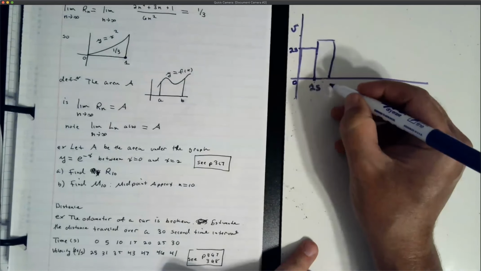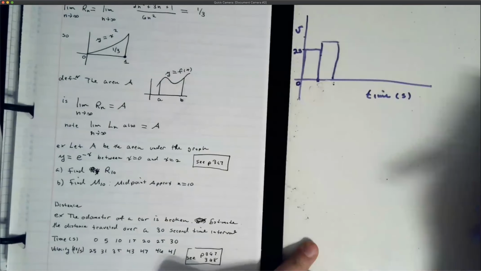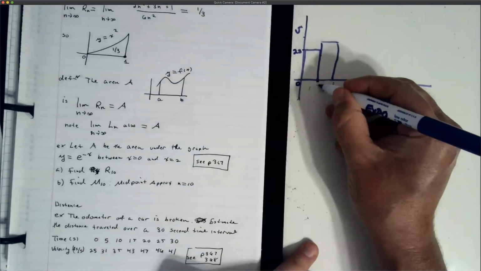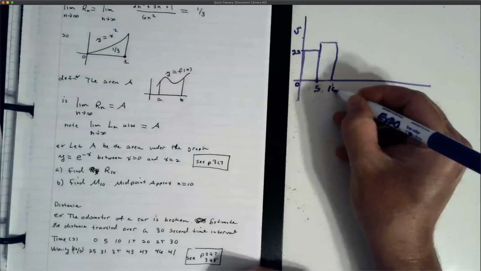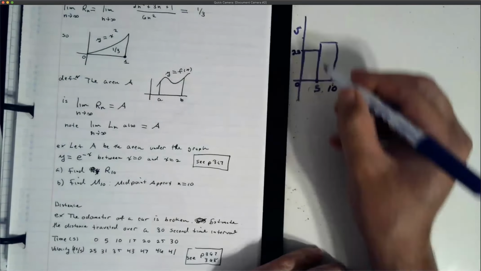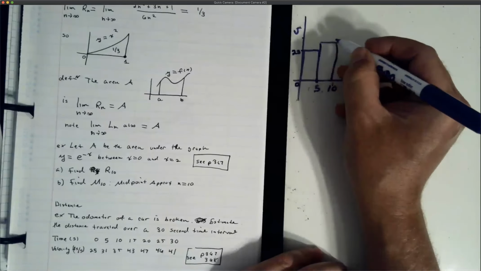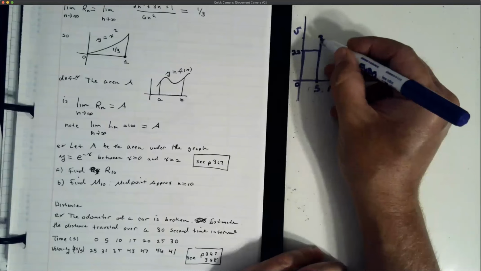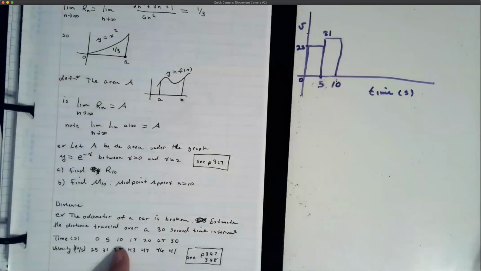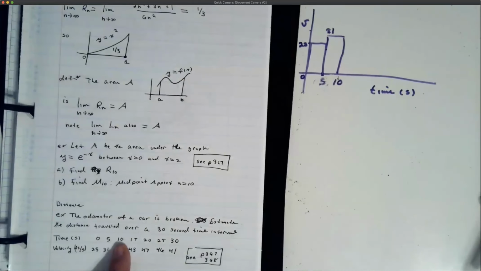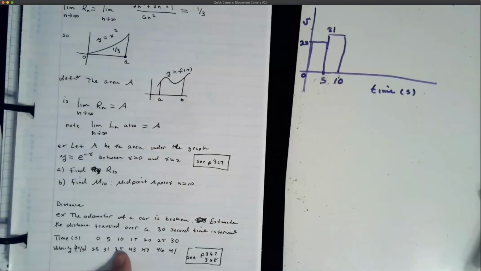Sorry, I think I mislabeled that. Okay, so from 5 seconds to 10 seconds, the height would be 31 feet per second. And let's assume that from 10 seconds to 15 seconds, we're going 35.